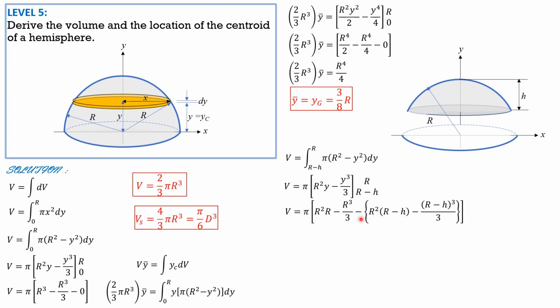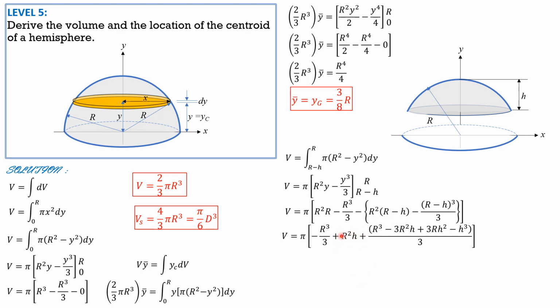So we have R cubed, and we also have minus R cubed, so those cancel out, and we have R squared h, positive R squared h, and positive R minus h quantity cubed over 3. So volume equals pi times the quantity negative R cubed over 3 plus R squared h. This negative R cubed over 3 is this term here. Then R cubed minus R cubed is out. Then we have negative R squared times negative h, which is R squared h.